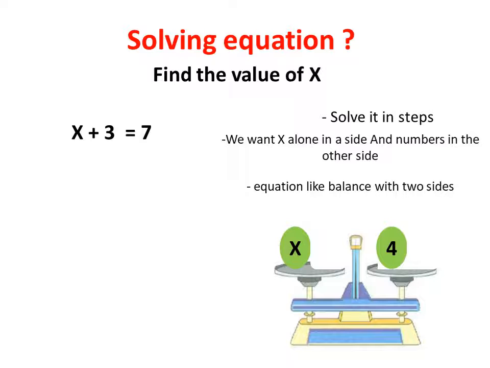Equation is like a balance with two sides. So I have to put the opposite operation beside x. Okay, so I want to remove this 3 by what? The opposite operation of plus 3 will be minus 3. But whatever I do to one side, I have to do the same to the other side to keep the balance as it is. Okay, if I take away the 3 from the side which has x, I have to get rid of this 3 on the other side. Now, what's remaining from this side? X equal what now? Equal 4.